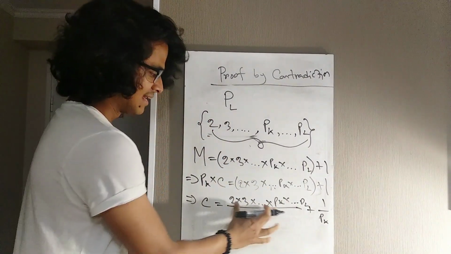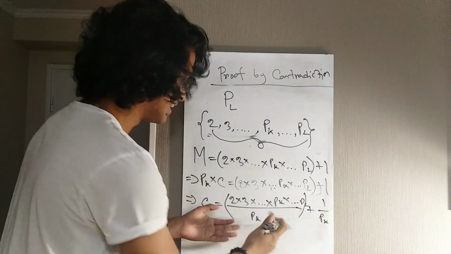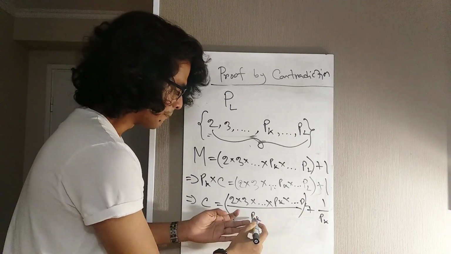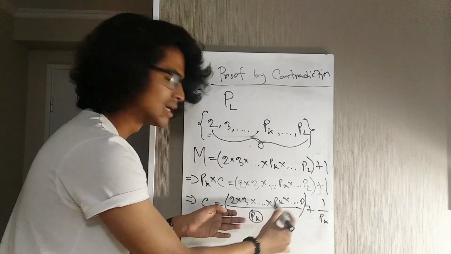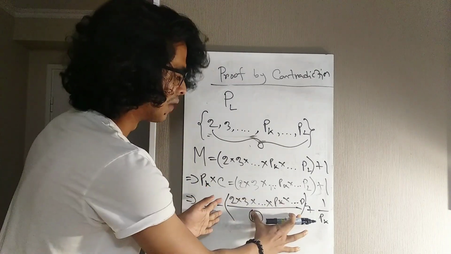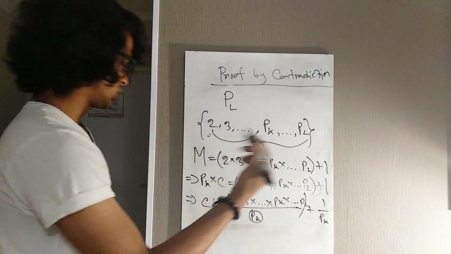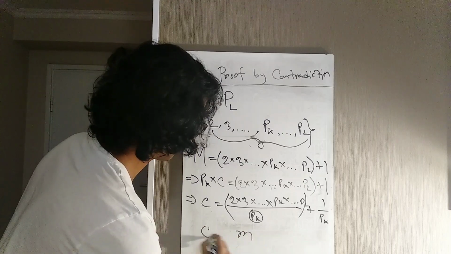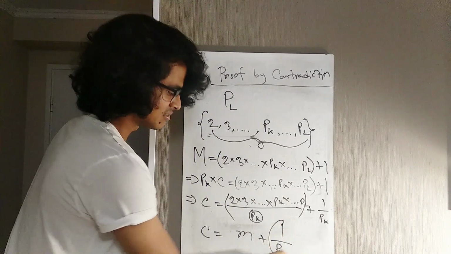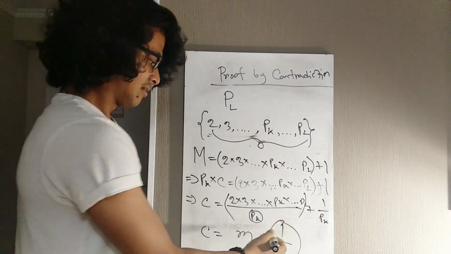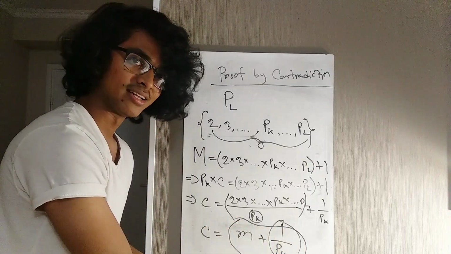Now, this part of the right-hand side is actually an integer, because this pk is one of the primes in the product. That means pk will divide itself, of course, so pk will divide this whole expression. That means this part will be an integer. We can denote it as m. So c equals m plus 1 over pk. This is clearly not an integer. So this whole right-hand side is also not an integer, right?